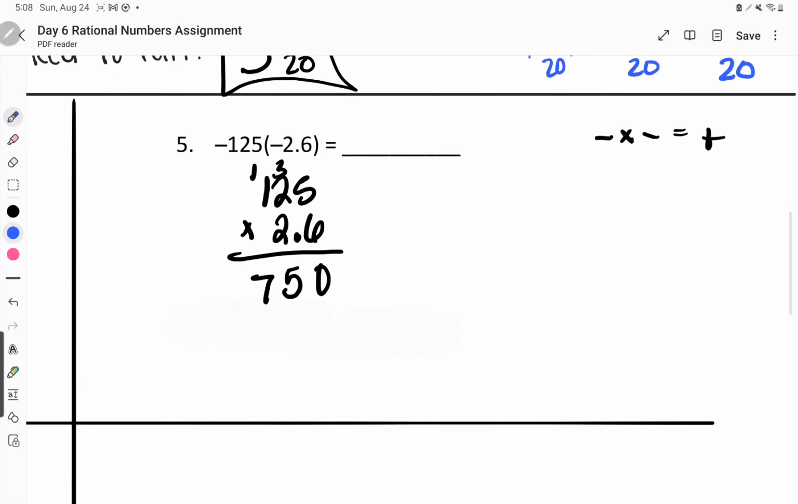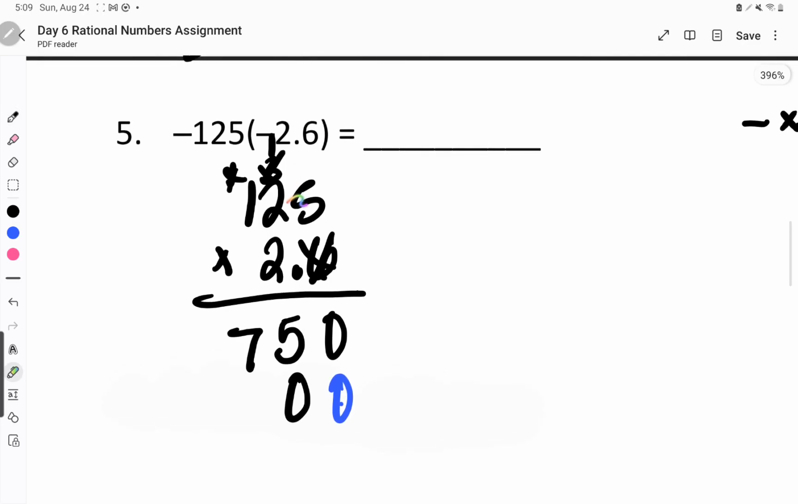I'm on my next row now, so what do I add? I add a 0, and then I have 2 times 5. 2 times 5 gives me 10, so I write down a 0, and I carry my 1. By the way, we finished with all of these. All right, so now I have 2 times 2. 2 times 2 gives me 4, and then I add this 1 that I carried over, and that gives me 5. And then I have 2 times 1, and 2 times 1 gives me 2.